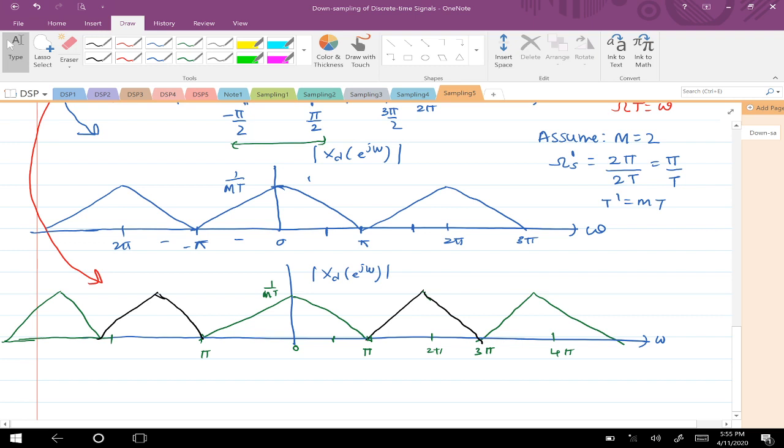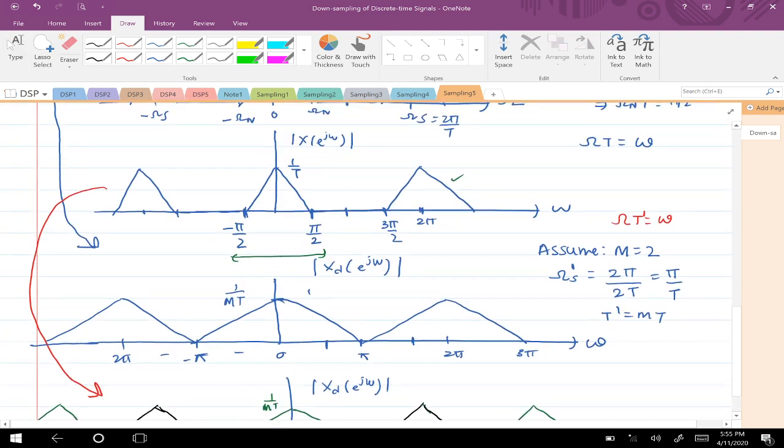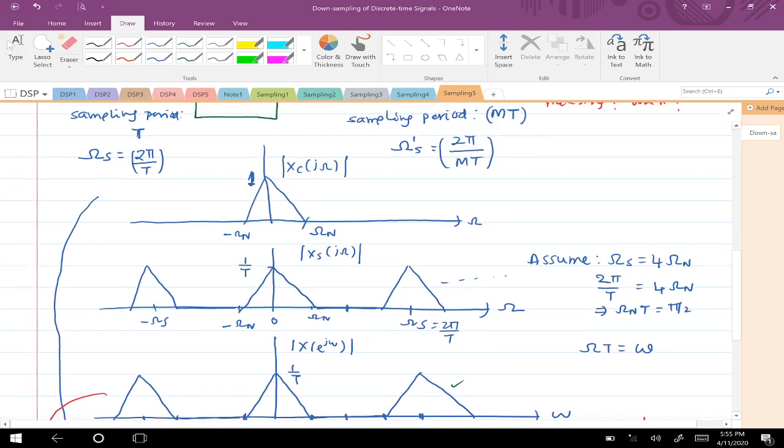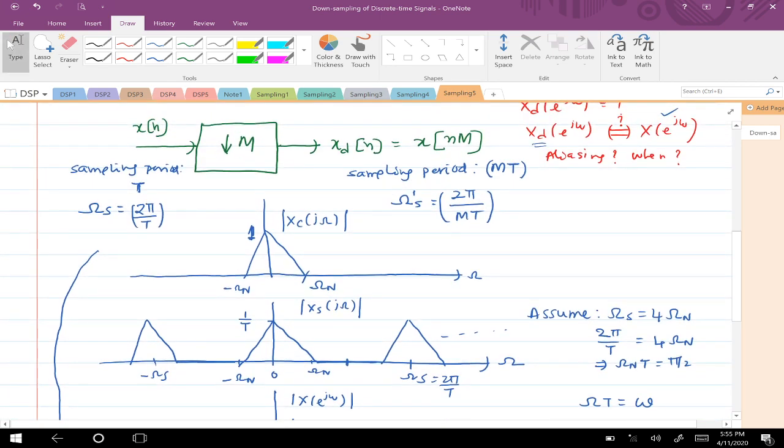Hope this is clear. In the first go it might not be clear to you, so try going through it yourself, analyzing it yourself, and then it should be clear, right? So this is as far as analyzing from the diagram. To quickly summarize, you want to downsample a discrete time signal. We assumed it has a periodicity of T. You want to downsample it further by a value M. That's equivalent to downsampling the continuous time signal with a periodicity of M times T.